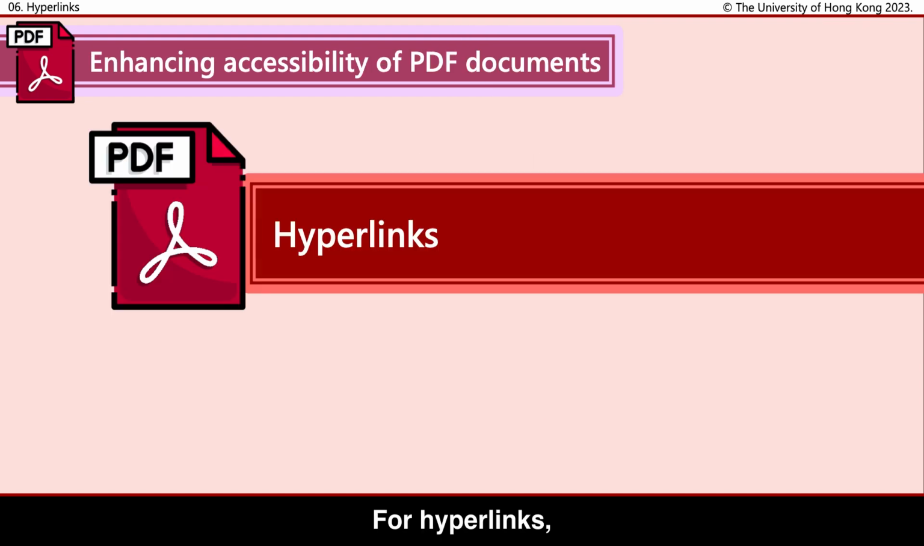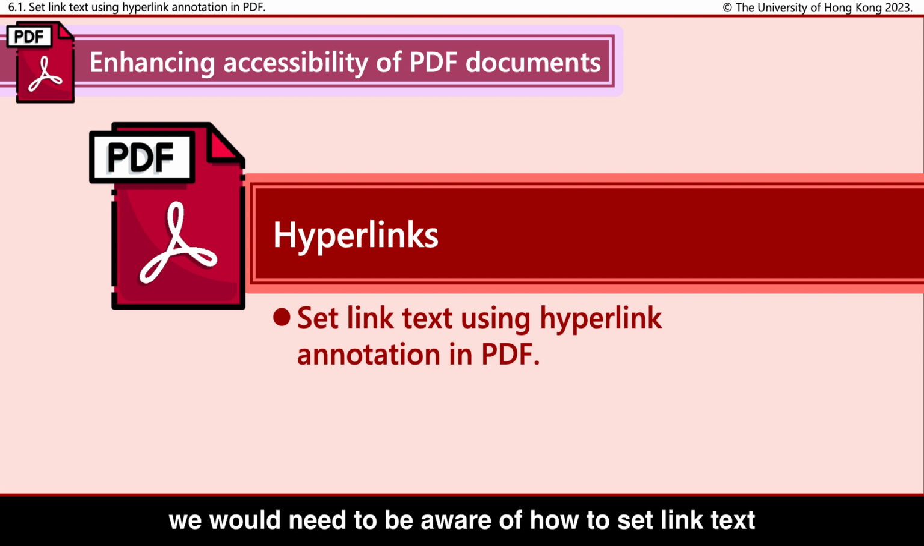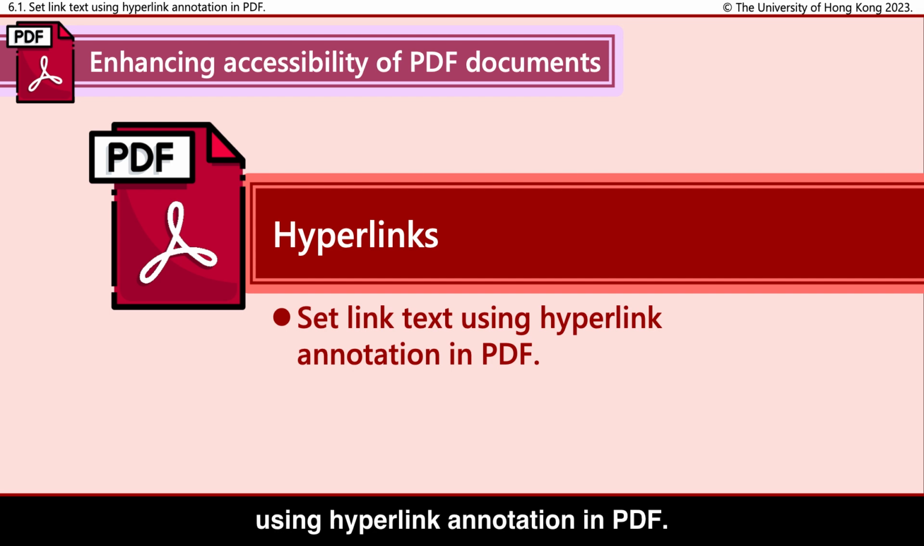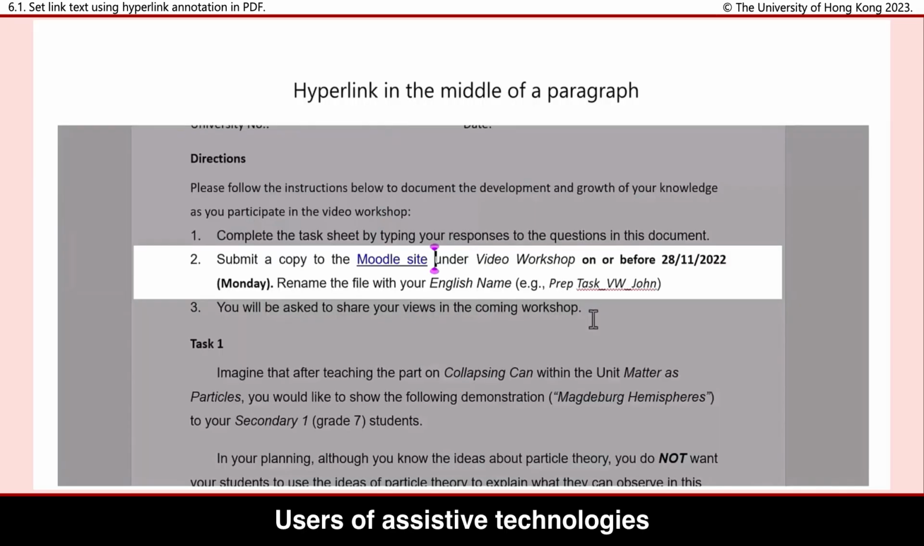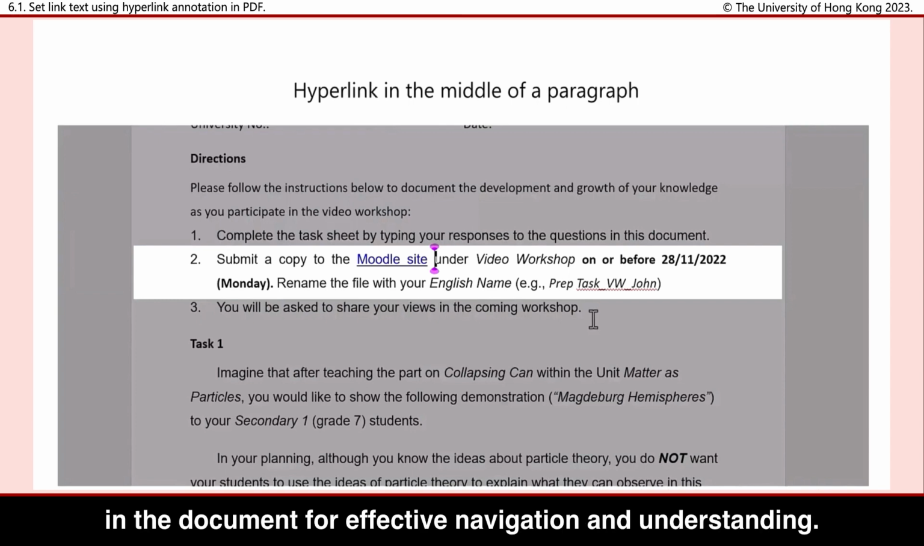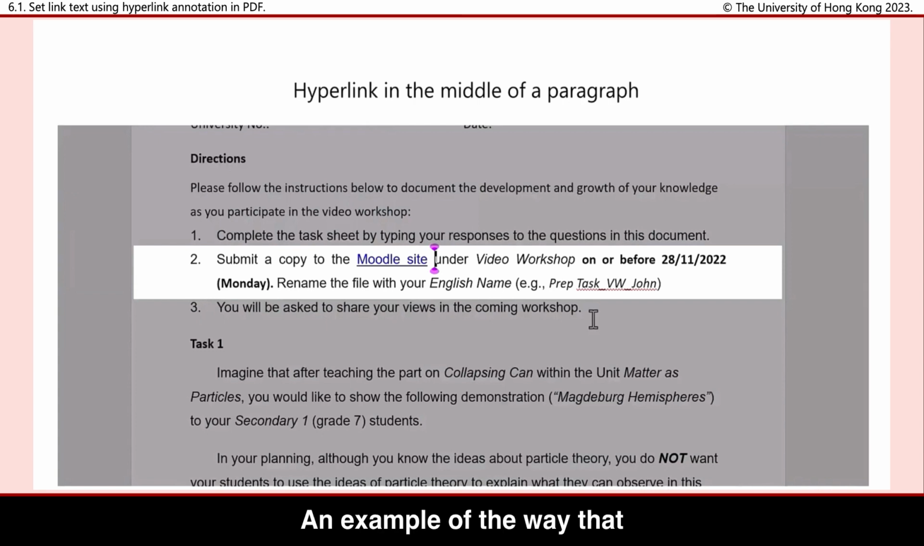Hyperlinks. For hyperlinks, we would need to be aware of how to set link text using hyperlink annotation in PDF. Users of assistive technologies, such as screen reader users, sometimes scan a list of all the hyperlinks in the document for effective navigation and understanding. An example of the way that screen readers read hyperlinks is: link, the link text, followed by the phrase, out of link.